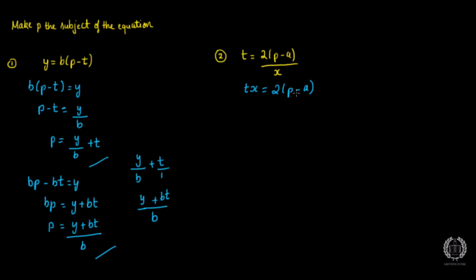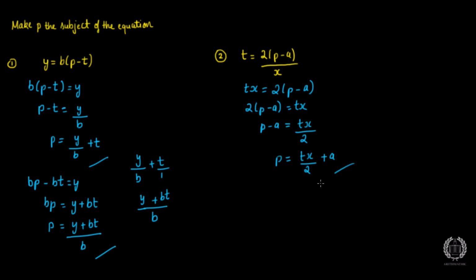Okay, and now because we want p the subject, we can rewrite it this way. 2(p - a) is equal to tx. And again, if we're going to do the first way, keep p minus a here, which is equal to, now take 2 to the other side, so you're going to divide it, so tx over 2. And because you want p the subject, minus a has to go to the other side, so it becomes plus a.